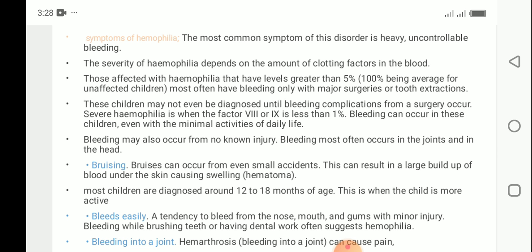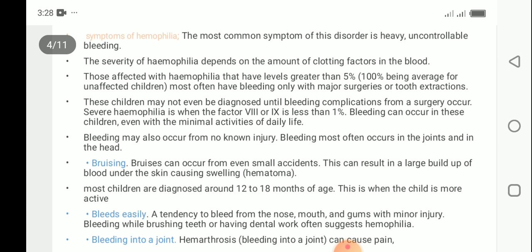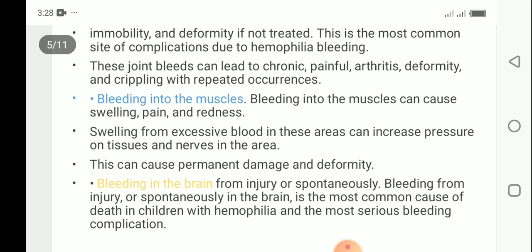Bleeding into a joint is next. Here, hemarthrosis can cause pain, and not only pain, when there is bleeding in the joints, usually pain, immobility and deformity if not treated. This is the most common site of complications due to hemophilia bleeding, and these joint bleeds can lead to chronic painful arthritis and deformity and crippling with repeated occurrences.